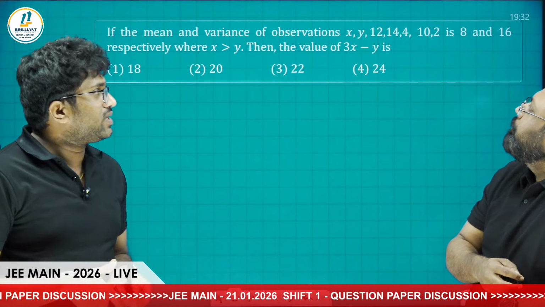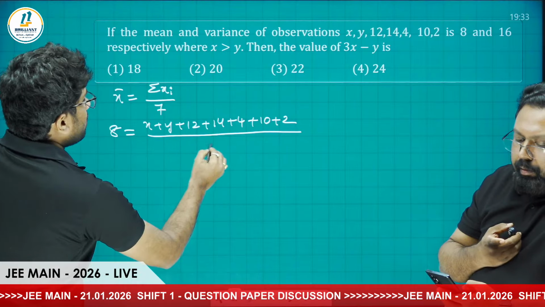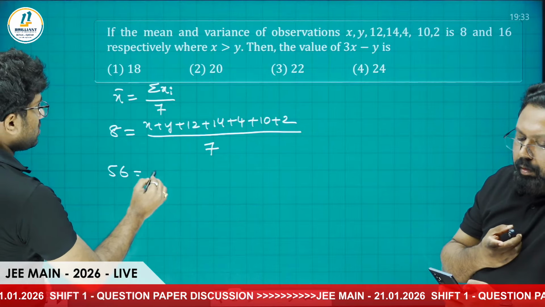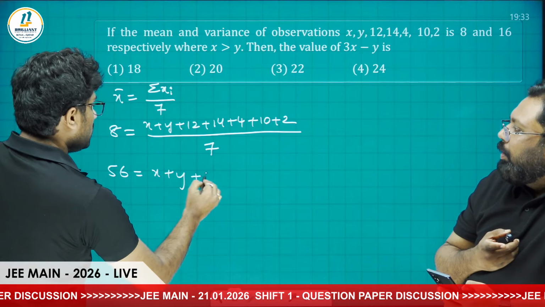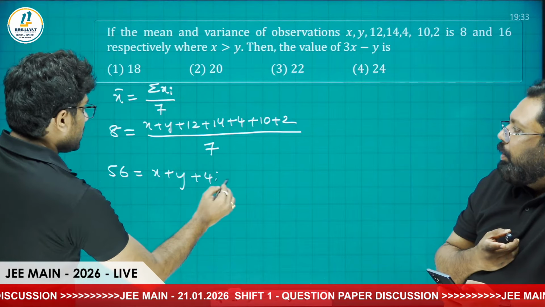x bar is equal to sigma xi divided by N, where the total number of observations is 7. So x bar 8 is equal to sigma xi, that is x plus y plus 12 plus 14 plus 4 plus 10 plus 2, divided by 7. So 7 times 8 is 56, which is equal to x plus y plus 12 plus 14 is 26, 30, 40, 42. So x plus y is equal to 56 minus 42, which is 14. x plus y is equal to 14.